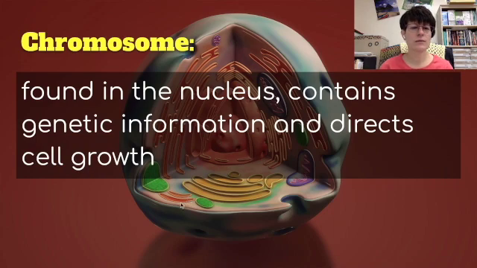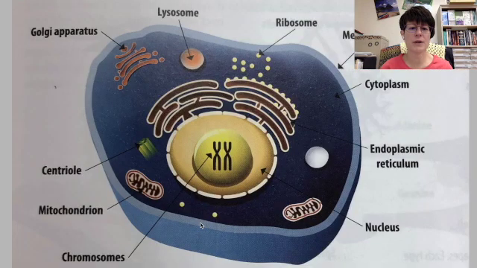Now, also in the nucleus are the chromosomes. These are found in the nucleus and contain genetic information and direct cell growth. We're going to talk about the chromosomes later, but these things that look like X's, now they don't always look like this, but there are special times when they do. These are the chromosomes and they contain the genetic material.